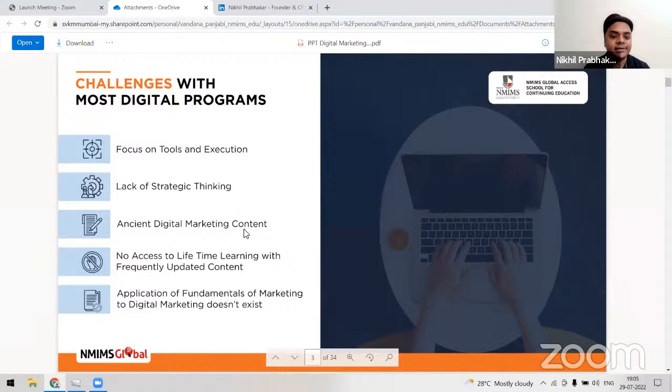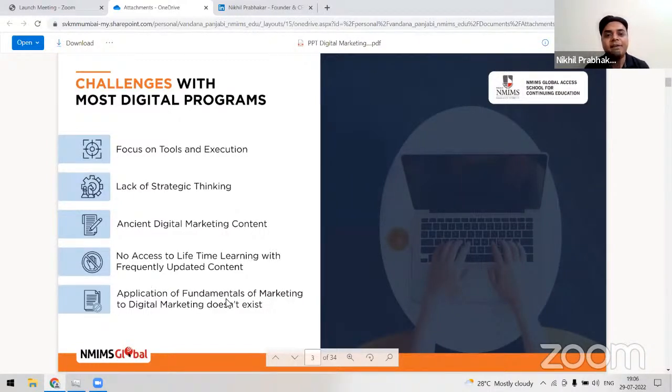There are frequent changes, and possibly over here at Narsi Munji, we have been trying to get as close to the industry demands as possible. There is also quite a repository which is absent in most of the digital marketing programs. So this is again a challenge. Probably you need something which you can access through your lifetime. This is generally a challenge with most digital programs.